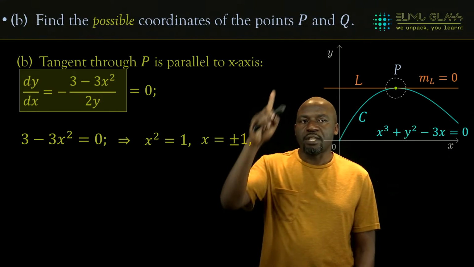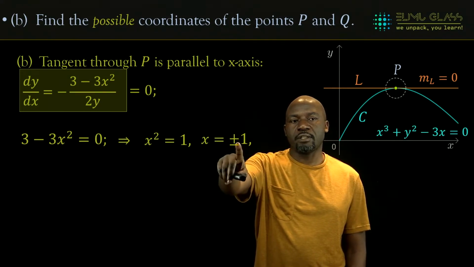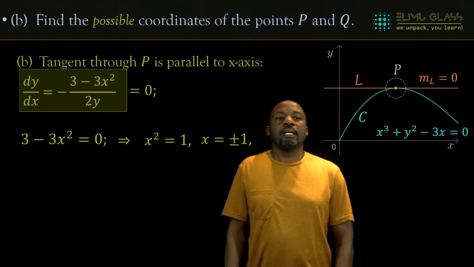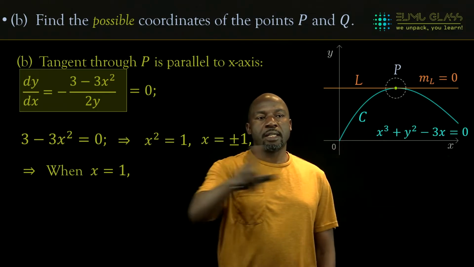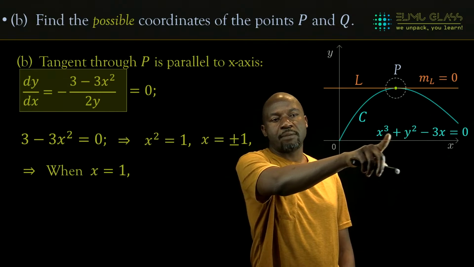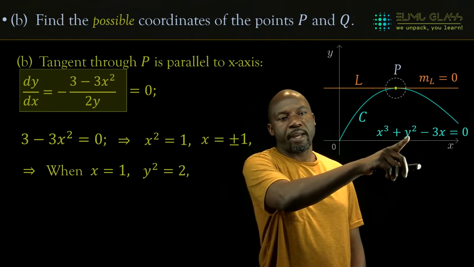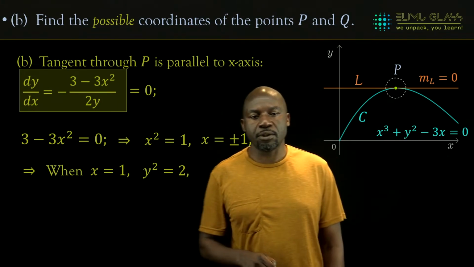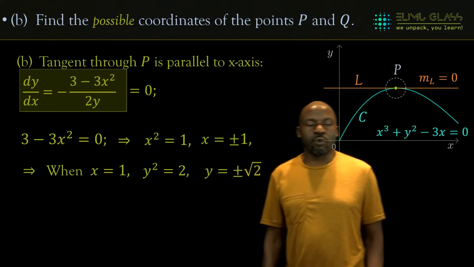So we are being asked to find the coordinates of point P. We only have possible x coordinates, so we still need to find the possible y coordinates. All right. So if we let x be equal to 1, substitute 1 into the function there to get the value of y. If we substitute 1 there, we have 1 plus y squared minus 3. So we get y squared minus 2 equals 0. And so y squared is 2. And so y is positive or negative square root of 2.